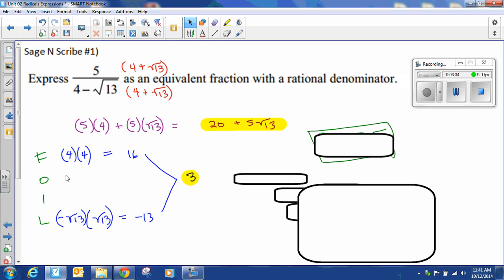Now, I did not even bother writing the O and the I terms because I know they will cancel out. The first term gives 16, and the last terms multiply to give us negative 13. 16 minus 13 is 3, and therefore our final answer, 20 plus 5 radical 13, all over 3. 20 and 3 cannot be simplified, neither can 5 over 3. So this is our final answer.